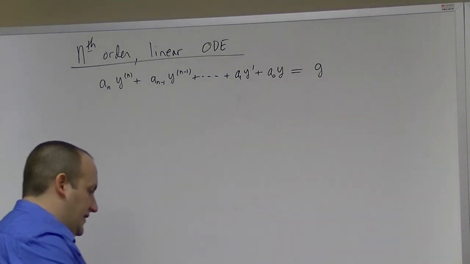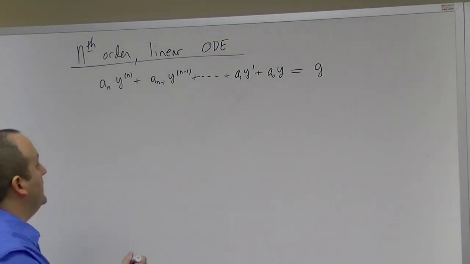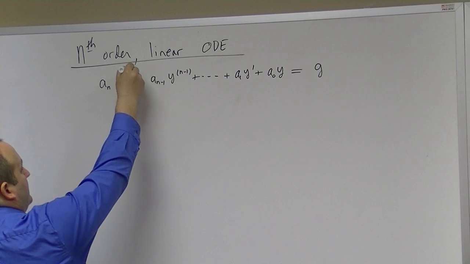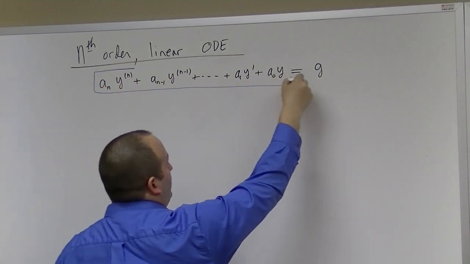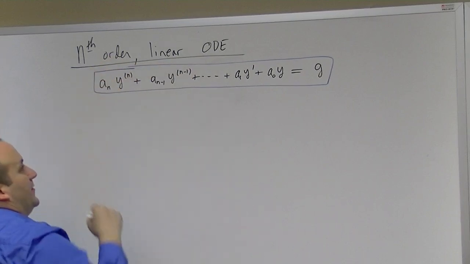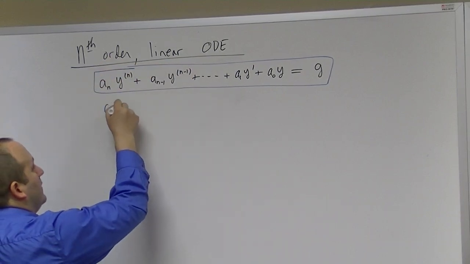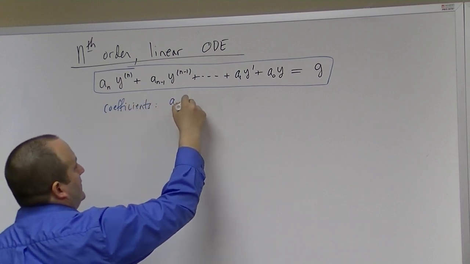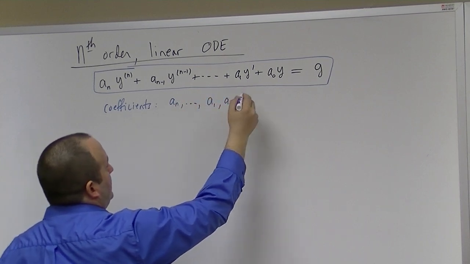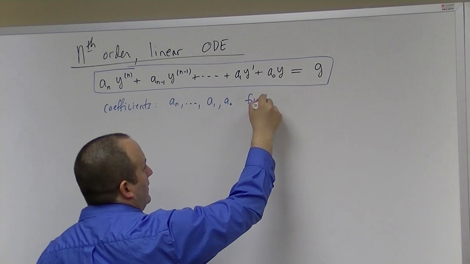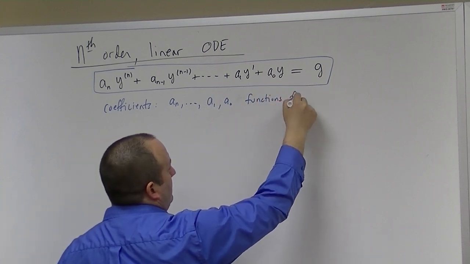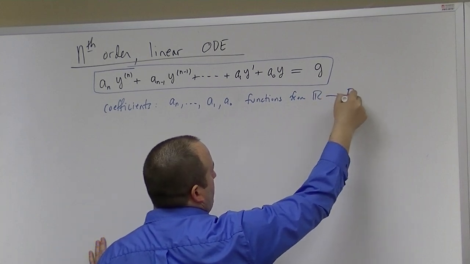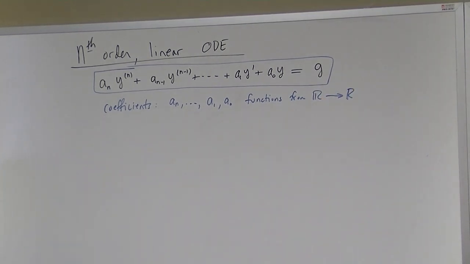Now, this is an nth order linear ODE. It's linear because the dependent variable, y, and its derivatives, y prime prime, all the way up to the nth derivative, appear linearly. The coefficients, what are those? Those are a_n, all the way down to a_1, a_0. These are generally functions from the reals to the reals. Sometimes we might consider them to be defined in some subdomain, like some smaller subset. In fact, most of what I'll do today is going to assume that those are constants.